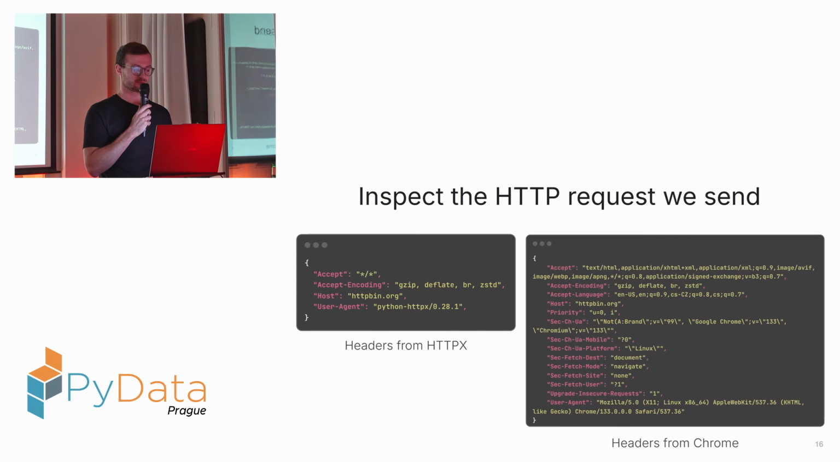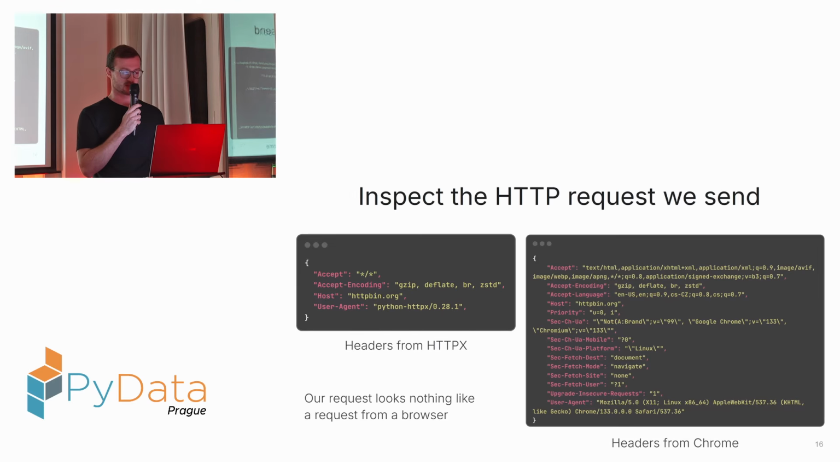Here's an example comparison of the headers from HTTPX and the headers from a browser, Chrome. And at first glance, there's quite a difference, right? We are missing a lot of headers. And on top of that, if we focus on the user agent, we are basically confessing that we are accessing the web with Python and even with HTTPX. So our request looks nothing like a request from a browser.